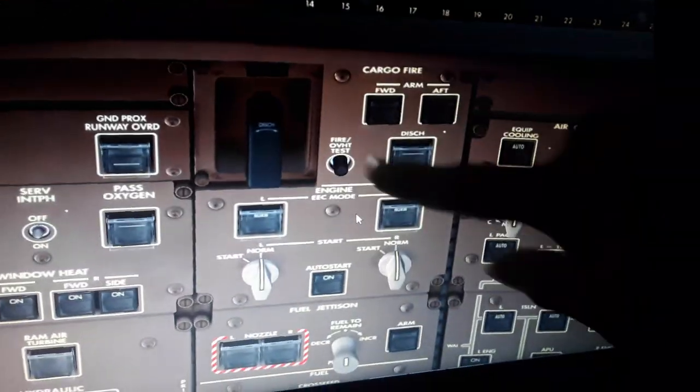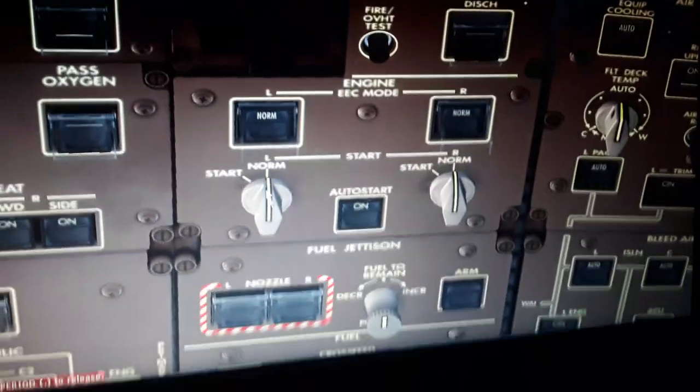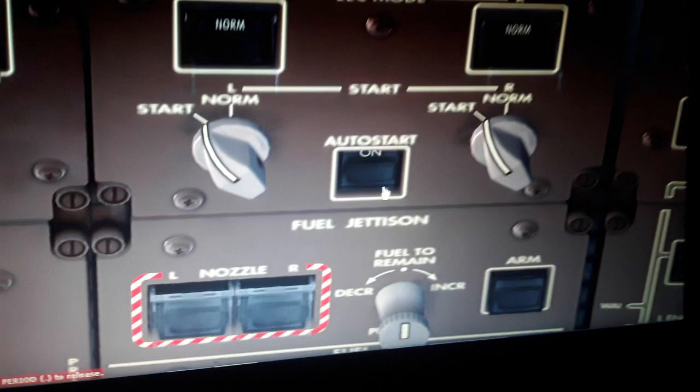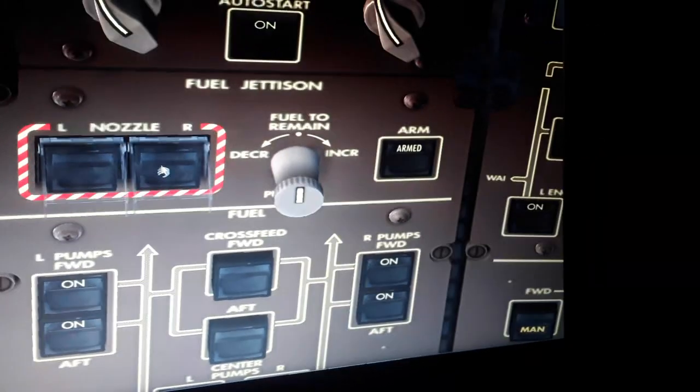So we have fire extinguishers, cargo and APU, electronic engine control for the engine, auto start. So we have normal and alternate mode for the electronic engine control, auto start, on and off. So we're gonna start the engines like this. We can dump some fuel to lose weight in flight if we arm this mode.